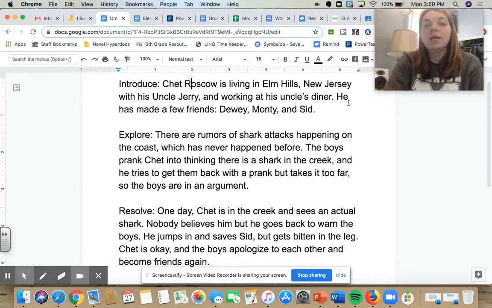And then I also put he has made a few friends, Dewey, Monty, and Sid. Now, I didn't bring up mom and dad because they are important in the story, but they're not so important that you have to have them in here to make the story make sense. So you could include mom and dad and why Chet is living with Uncle Jerry, but I didn't in my summary. So I've introduced the characters in this setting.